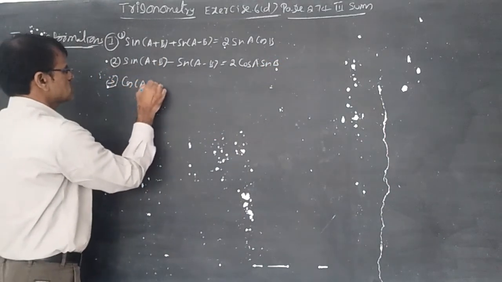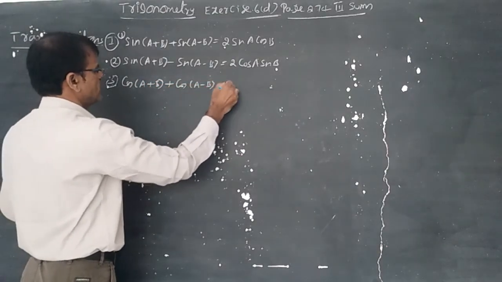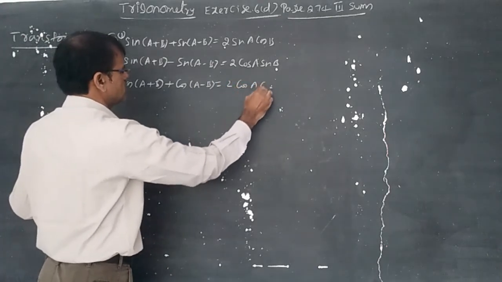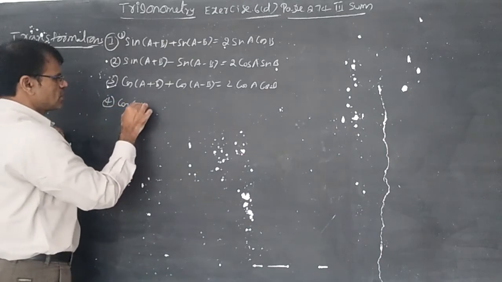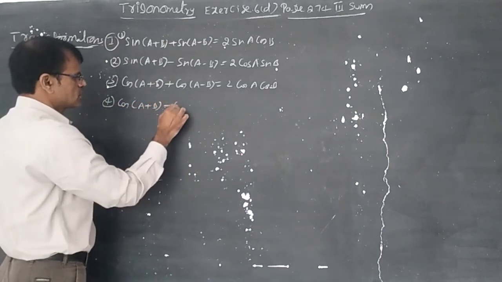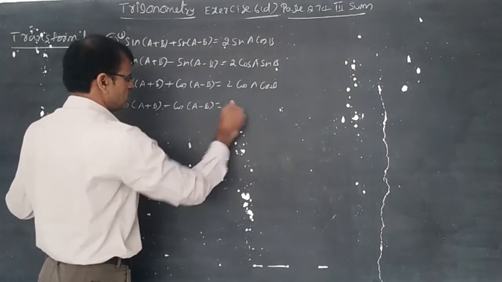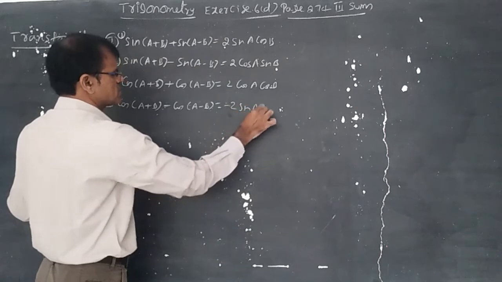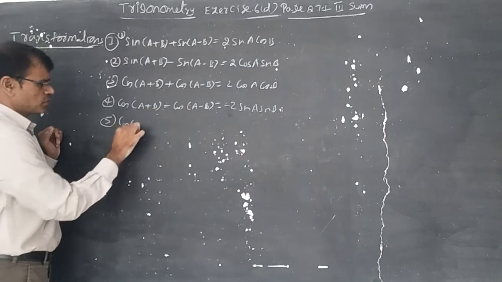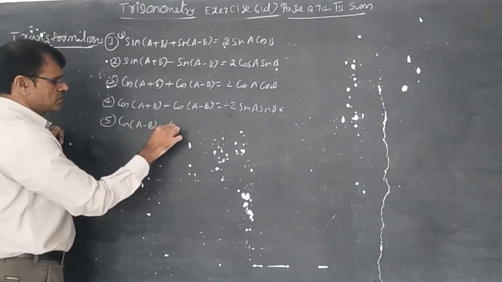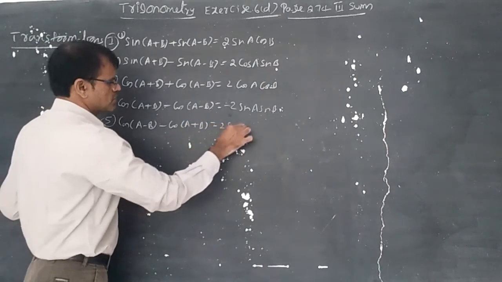Next one: cos of a plus b plus cos of a minus b is equal to 2 cos a cos b. Next one: cos of a plus b minus cos of a minus b is equal to minus 2 sin a sin b. Last one: cos of a minus b minus cos of a plus b is equal to 2 sin a sin b.